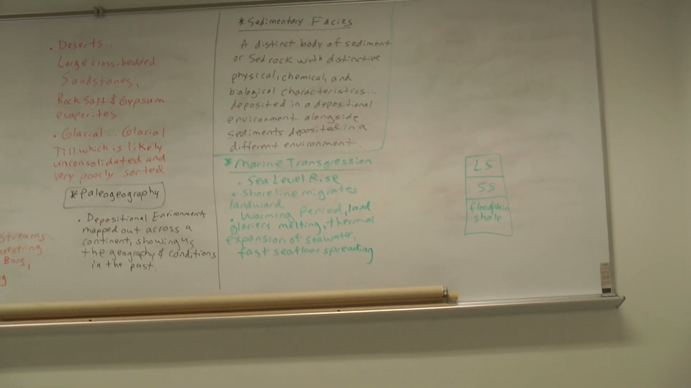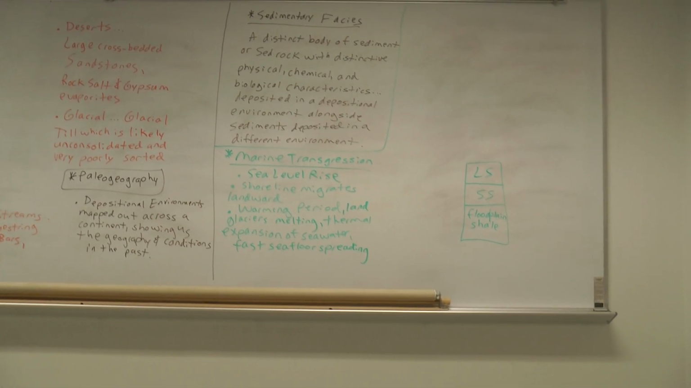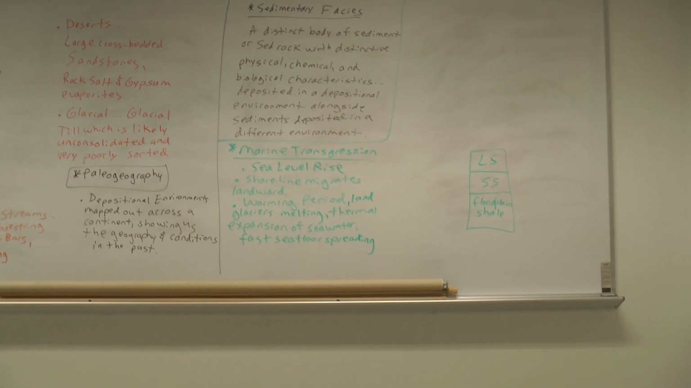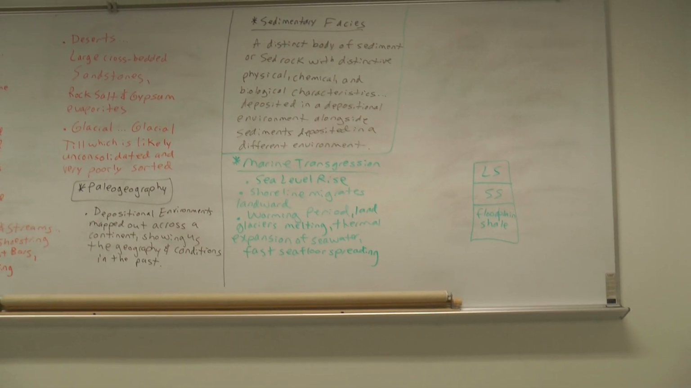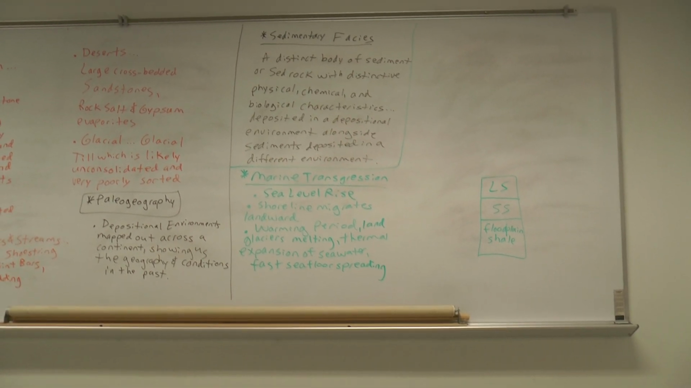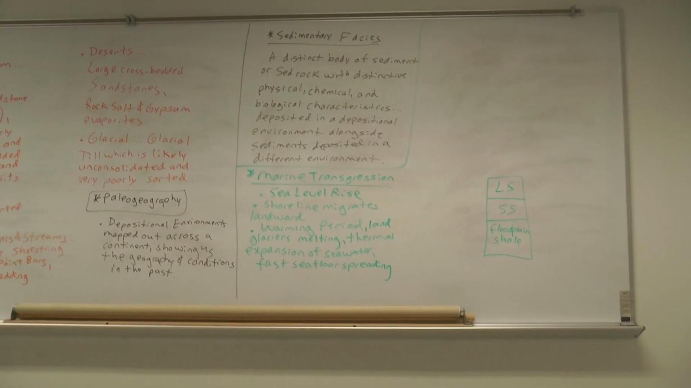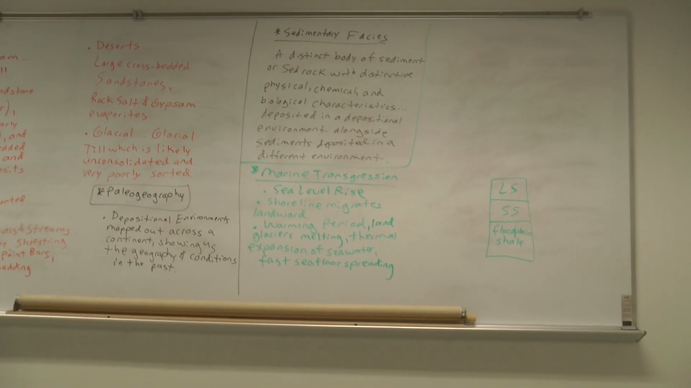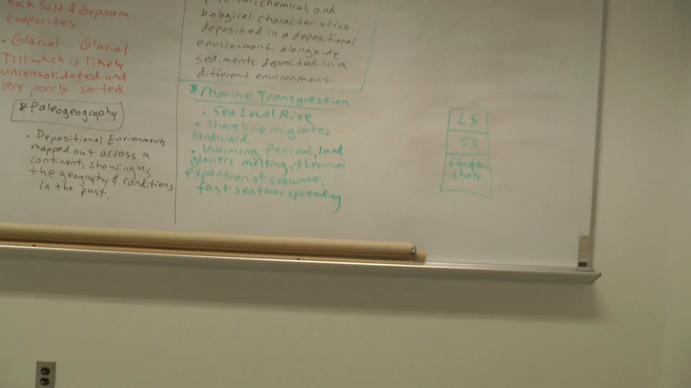And then fast rates of seafloor spreading, like we saw back in the Cretaceous. We will see in later chapters that during the Cretaceous we did have one of our 6 major transgressions upon North America, and that's part of what was causing it. We had fast rates of seafloor spreading, faster than we see today.